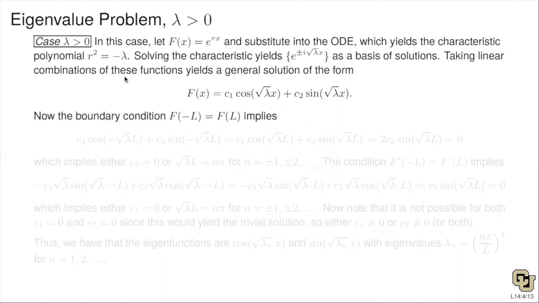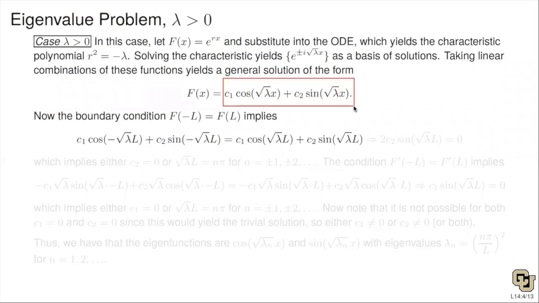So now we apply the boundary conditions. We set this function here, C1 cosine square root lambda x plus C2 sine square root lambda x. We replace the x with negative L on one side and L on the other. And so that's what you see here. On the one side, x has been replaced by negative L. On the other side, x has just been replaced by L.